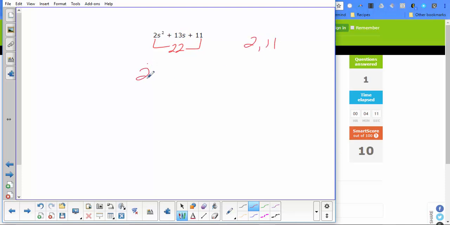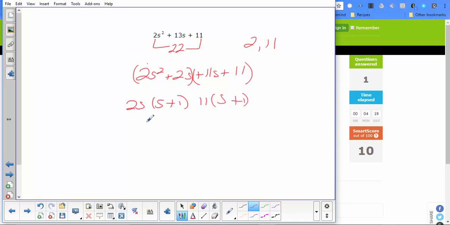Okay, so we do 2s squared plus 2s plus 11s plus 11. Once we group, the GCF would be 2s times s plus 1, and 11 times s plus 1. So our two factors are 2s plus 11 times s plus 1. So now we'll go put that back into IXL and see what it gives us for our next problem.